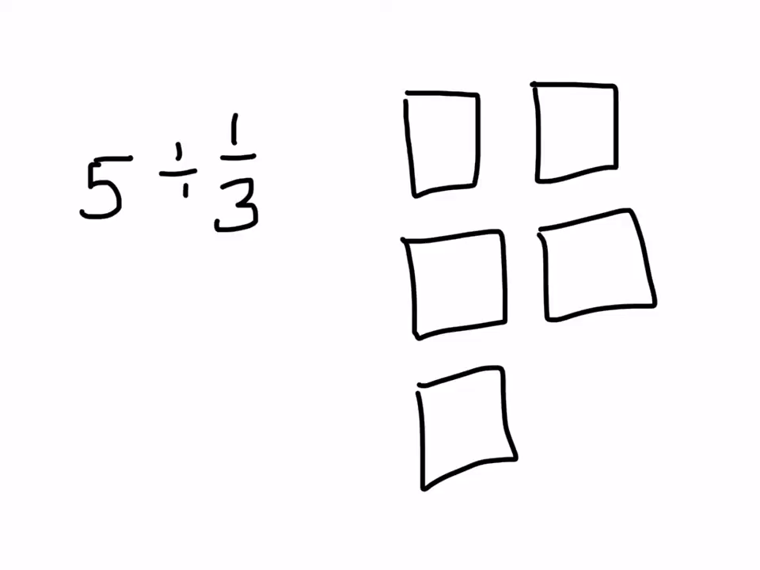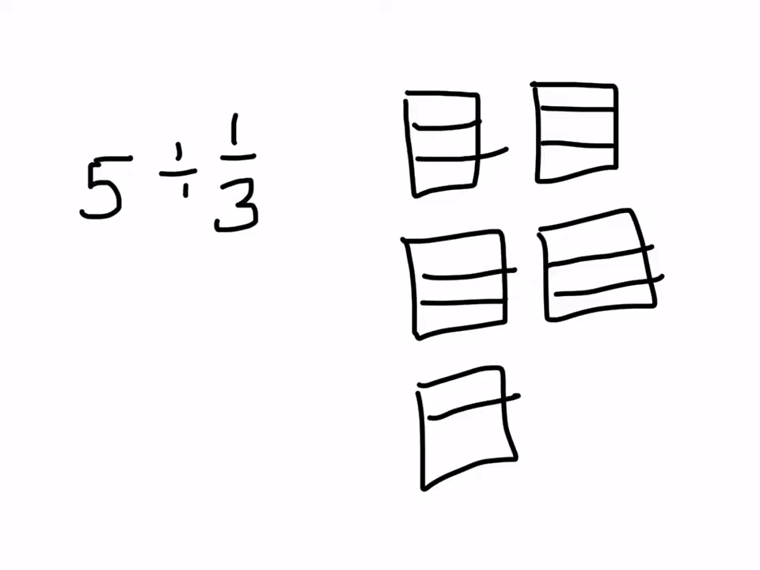So how do I do this? I am going to take my 5 wholes and I'm going to divide them into thirds. And once I do that, I can see that each of these 5s now have 3 parts, and that equals 15. So my answer is 15. When I divide a whole number by a fraction, I expect to get a higher number. Your turn.